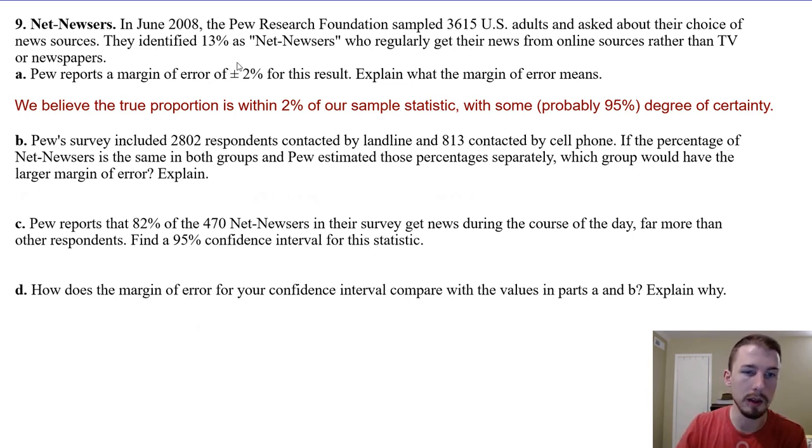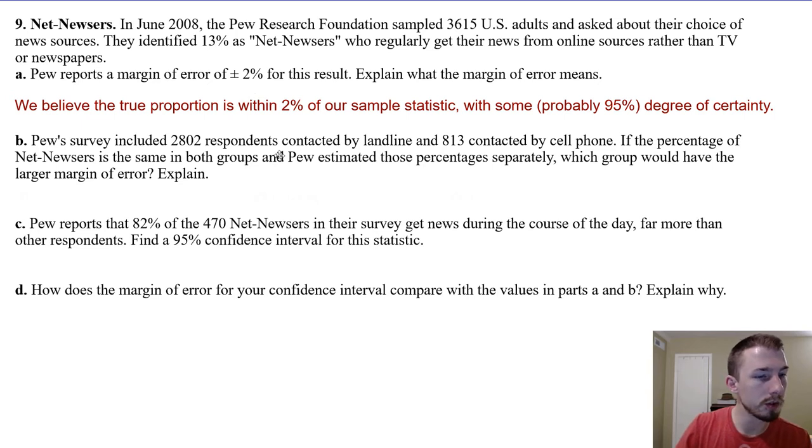If we do it again, maybe they thought it was 14, and then maybe we do it again, maybe we thought it was 12. But if we add it, that's where the margin of error comes in, because in the long run, 95% of all confidence intervals created from this method will successfully capture the true proportion within the margin of error.